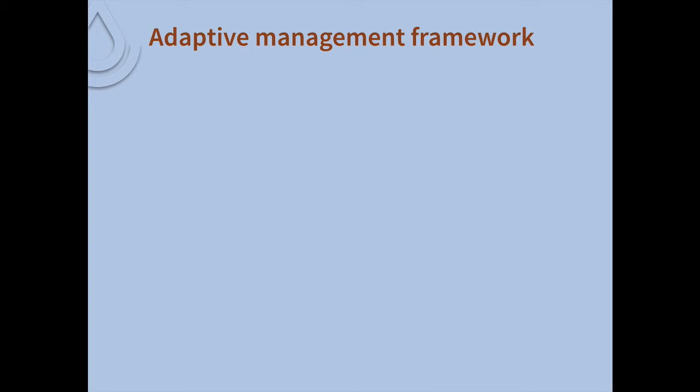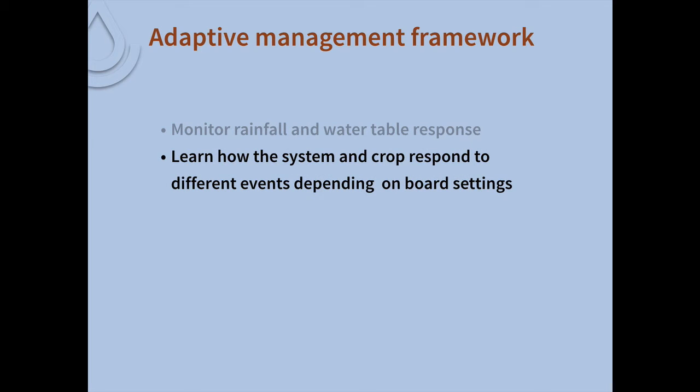And so as part of that learning and evaluating phase, some of the things that the producer or their advisor should be paying attention to would be monitoring different rainfall events or snowmelt events and how the water table responds to that in the control structures themselves and in any other points where that's possible. And then watching and learning how the system or crop responds to different events depending on the board settings. That also then includes in the off-season and paying attention to how the system responds and when runoff is generated from different sized events.